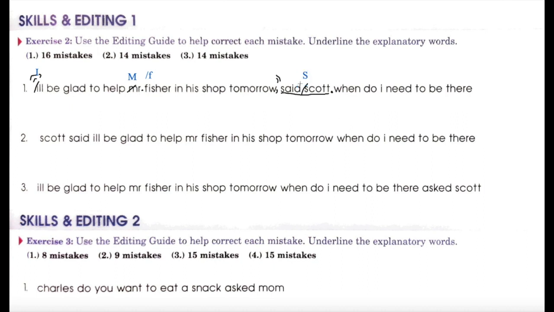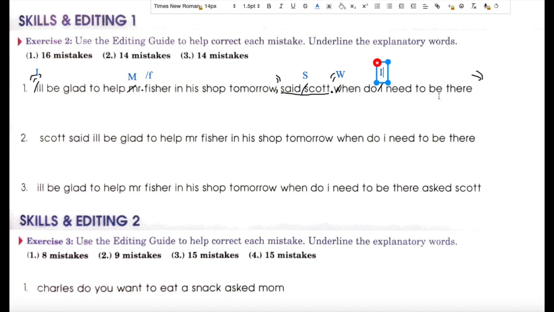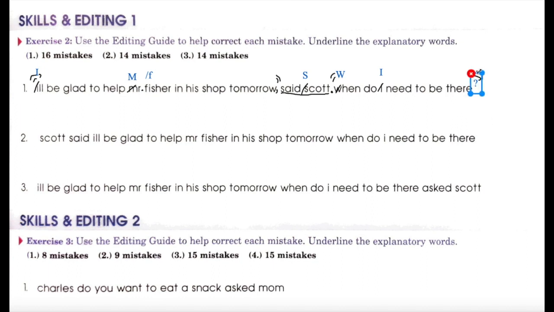Put quotation marks around our second sentence. And we're doing that because we had explanatory words in the middle. We need to capitalize the first word inside quotation marks. When do I need to capitalize the word I? When do I need to be there? This is a question, so we need a question mark right here. The punctuation, of course, goes inside the quotation marks.